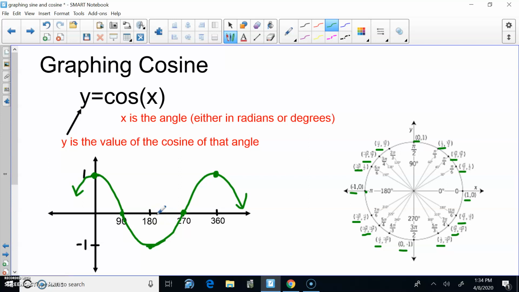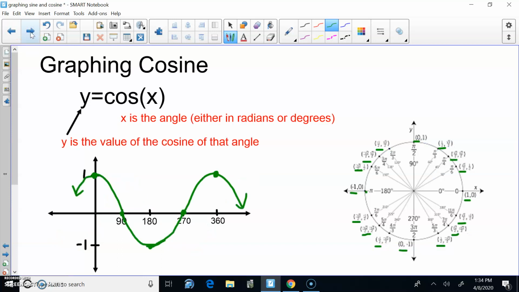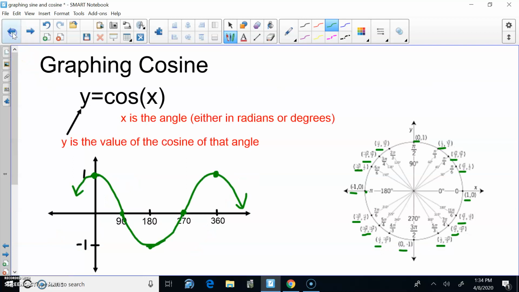If you notice the difference between the sine and the cosine function, there's not really that much difference. It's the same kind of wave. It repeats itself. It has the same maxes and mins. The only difference is the starting point. Sine starts at 0 and goes up. Cosine starts at 1 and goes down. So that's the key difference.